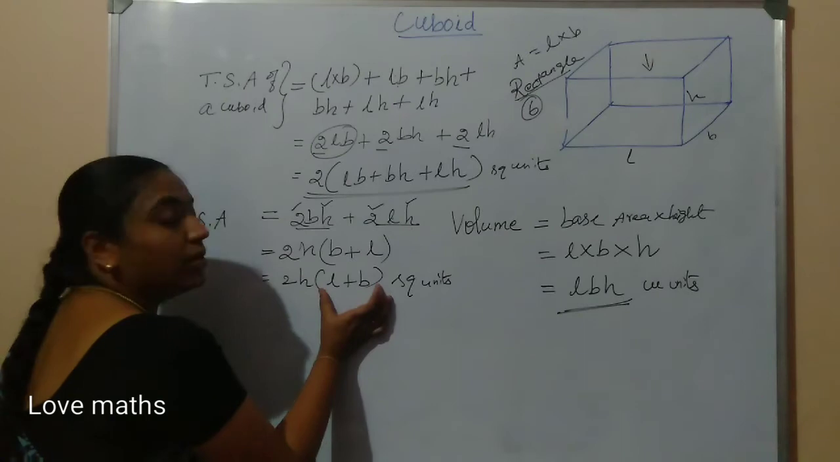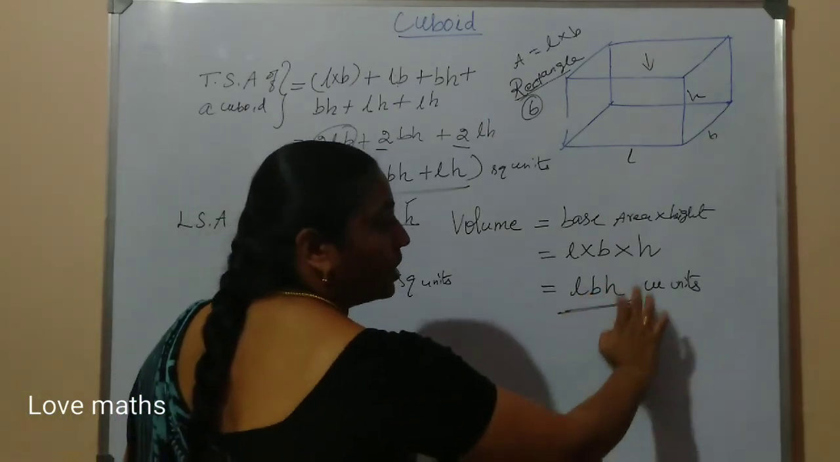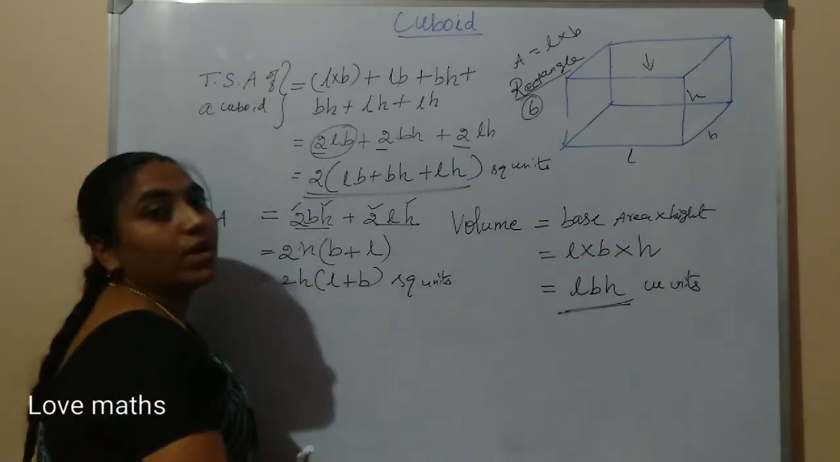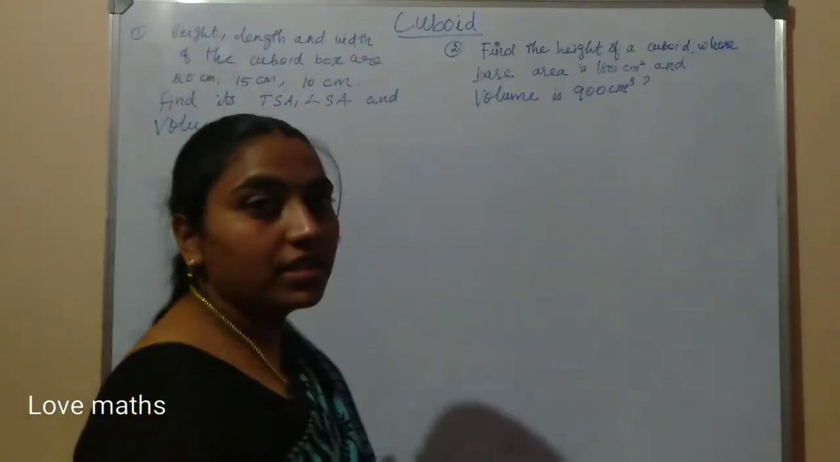This 2H is common for these 2 terms. This means L into B into H, all the 3 in multiplication. Okay, let us solve the sums now. Let's start the sum now.